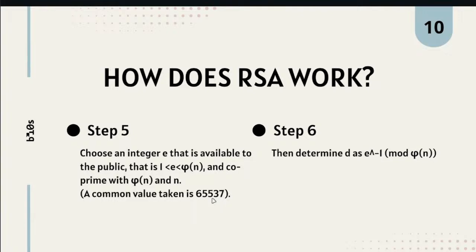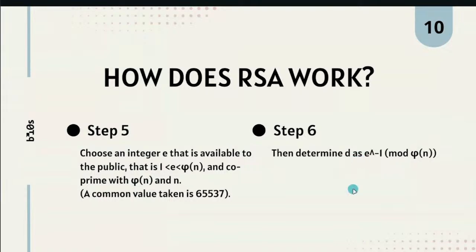Then we determine D as E inverse mod phi of n. Finally, this phi value we computed has some importance, and the modular inverse we just learned is not going to waste. It's used here. Very interesting, right? This phi of n can be computed if you know the primes P and Q. And E is a public value.